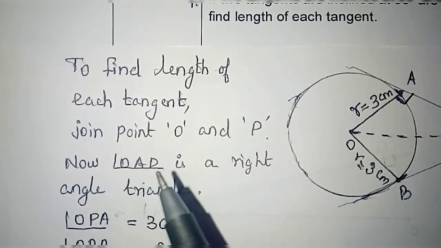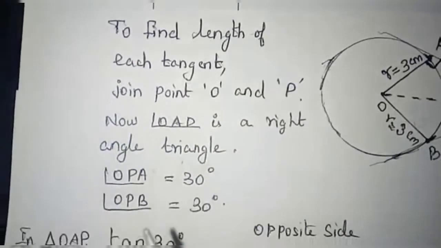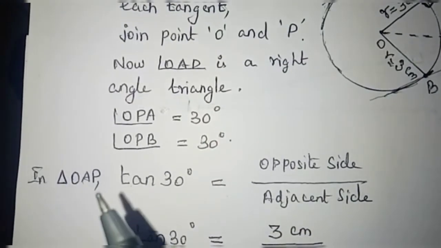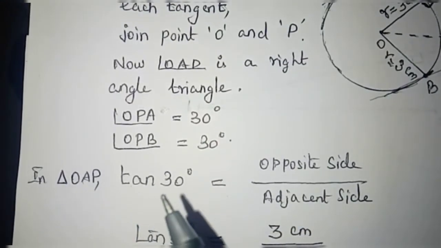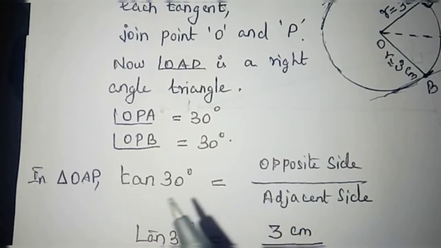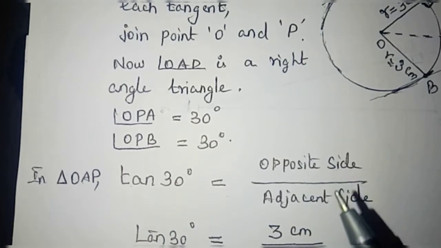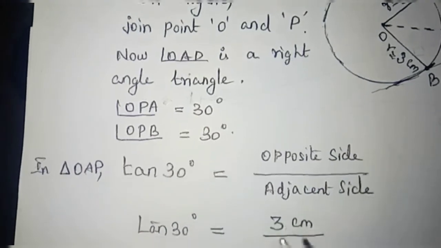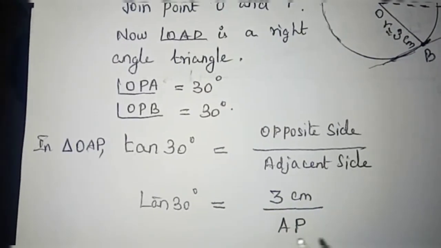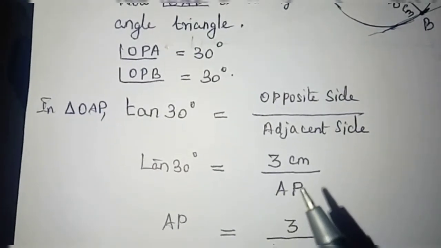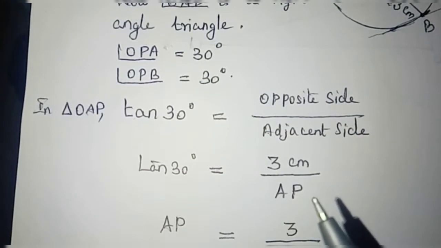Now triangle OAP is a right angle triangle. Angle OPA is 30, angle OPB is equal to 30 degrees. In triangle OAP, find tan 30. Tan 30 is nothing but the opposite side by the adjacent side. So the opposite side is the radius, 3 centimeter, divided by the adjacent side AP, that is the length of the tangent. So we need to find out this AP.